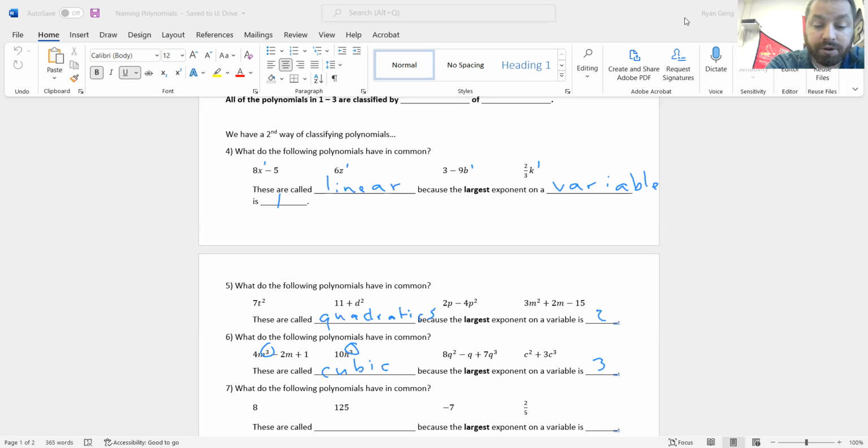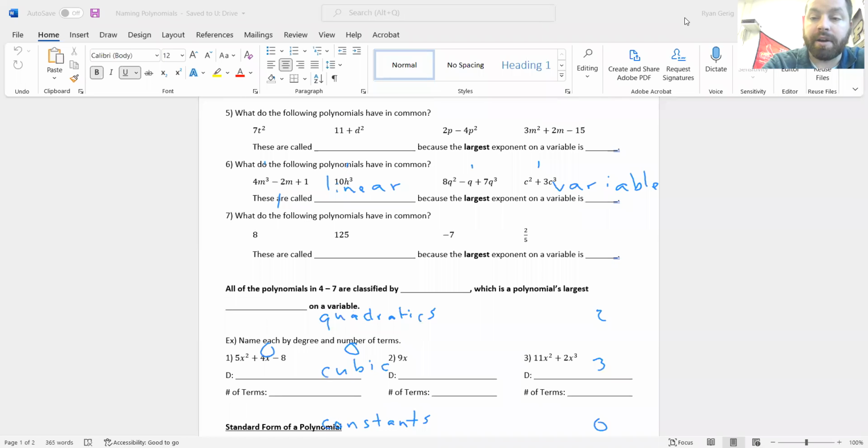And then the last one, there's no variable at all, right? So if there's no variable at all, the largest exponent on a variable is actually 0. There's no variable, so the exponent on the variable is 0. We call these constants. Okay. So that is the second way to classify. Scroll down here real quick, clear all that out of there.